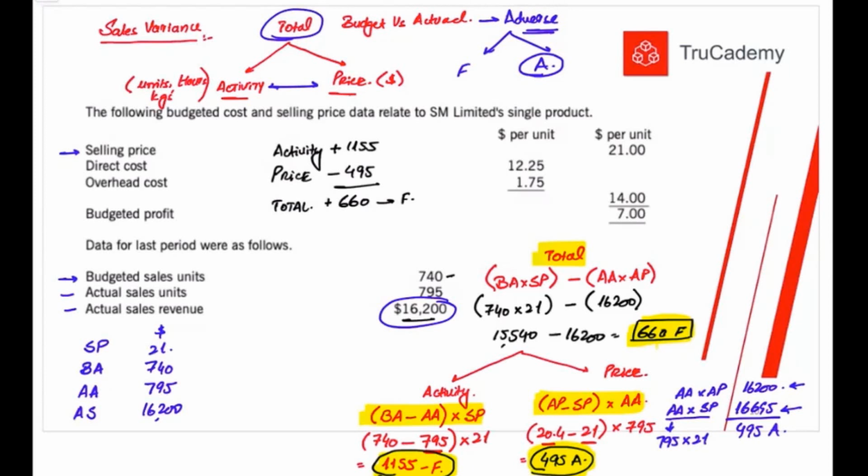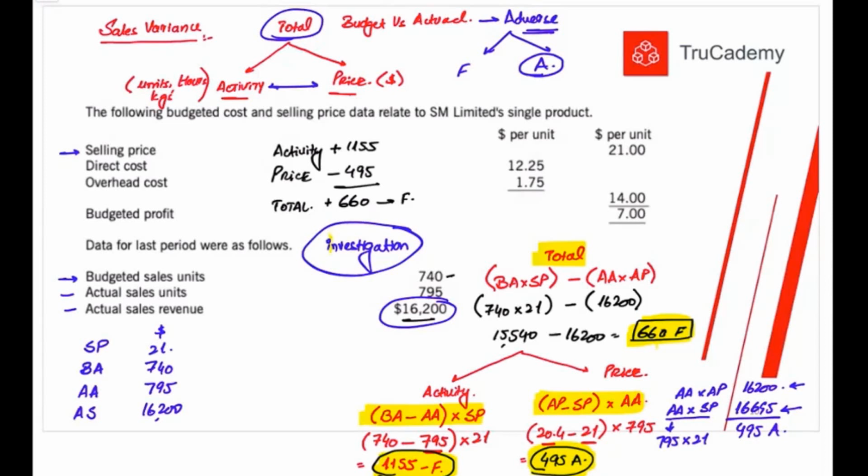Now, why do we need to do this breakdown? I think total variance is enough. 660 favorable, so sales are good. Why do we need the breakdown? Any idea? It actually helps us point out where there is more of a variance. We can departmentalize our variances on the basis of activity and price. Yes. The reason is investigation. When we have to investigate the reasons for our variances, this further breakdown helps us understand what the possible reason behind that can be.